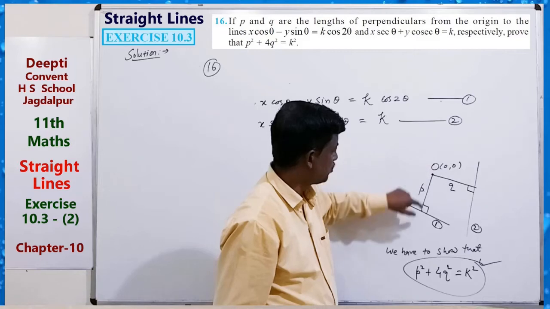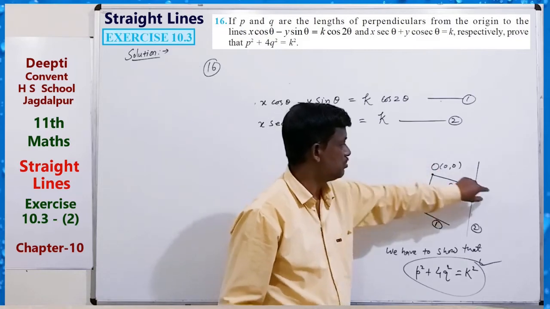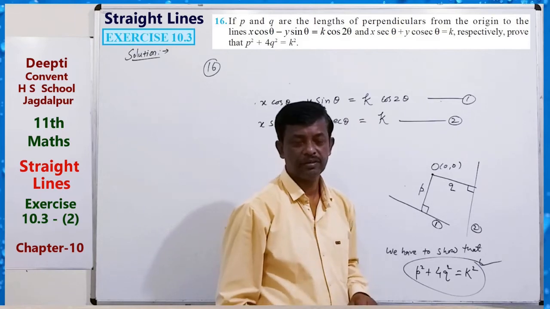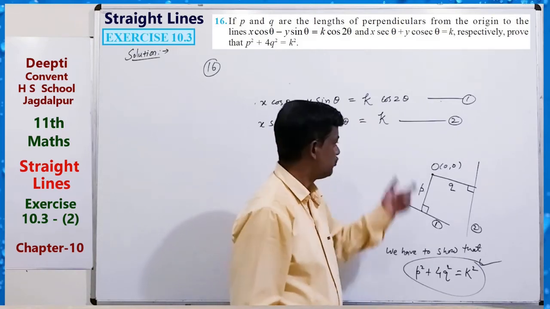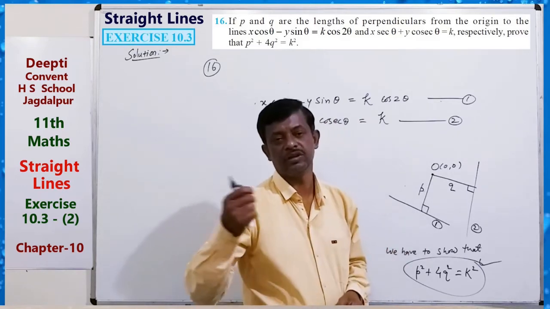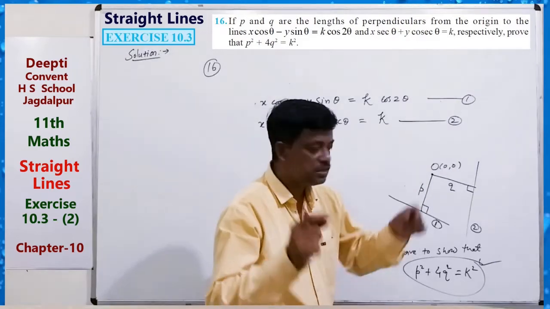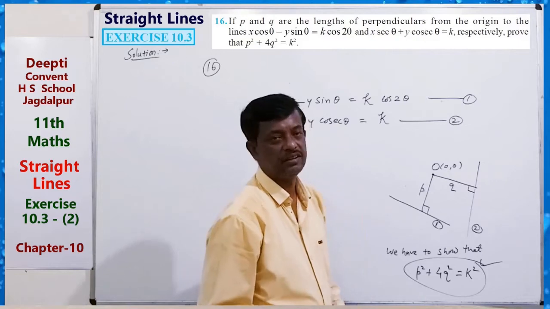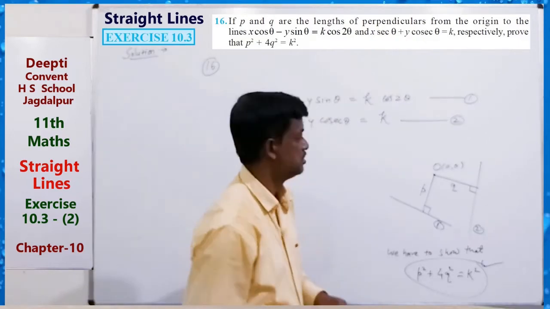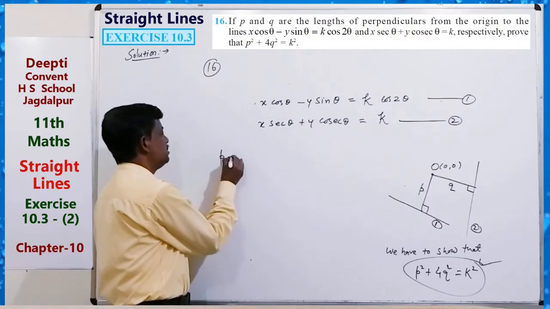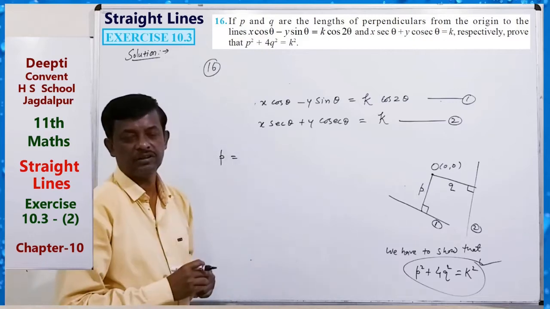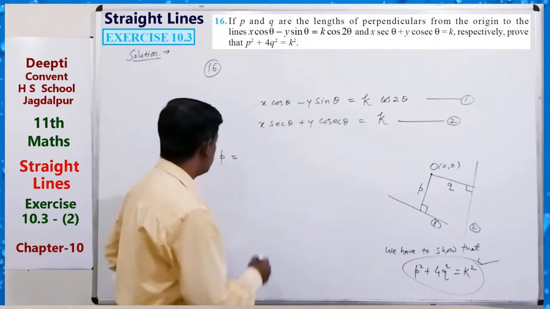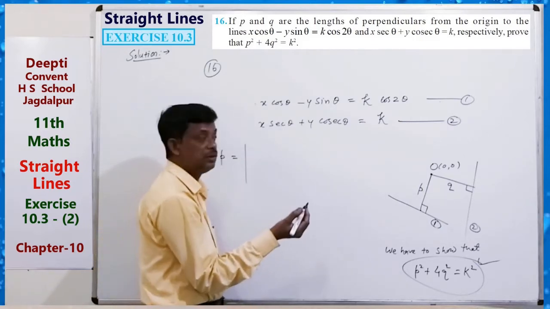Find the distance of this point from here, distance of this point from here. These lines are given. So find the distances, put them equal to P and Q, that is, in place of P and Q on the left hand side. Just write the perpendicular distance. So perpendicular distance P is equal to what? From the origin (x1, y1) to this line, modulus of what?